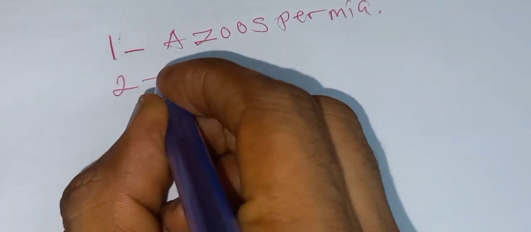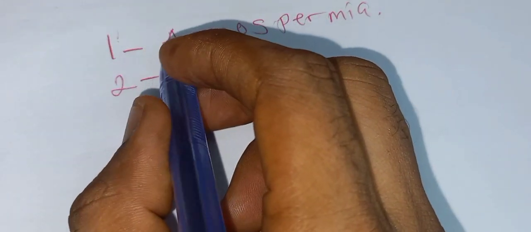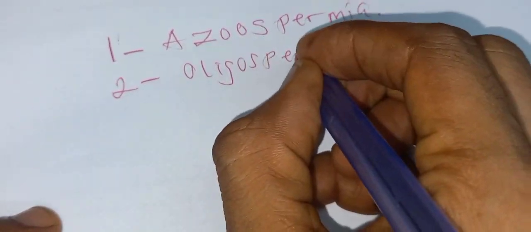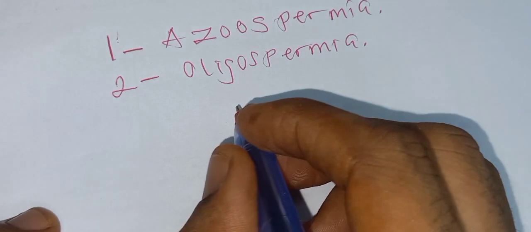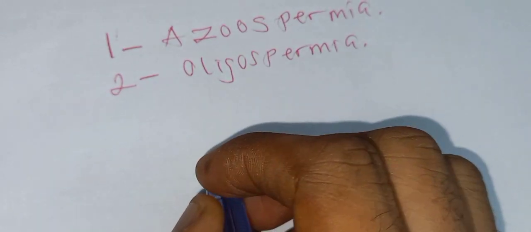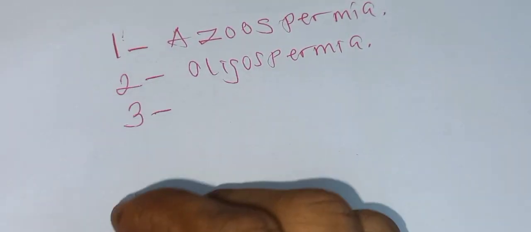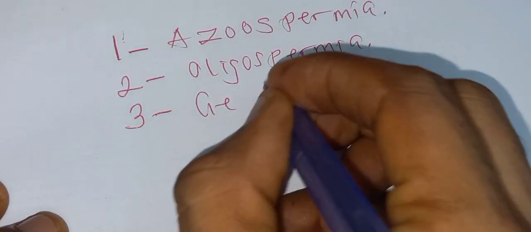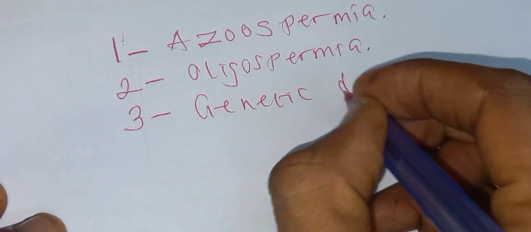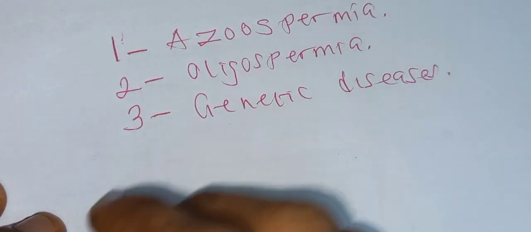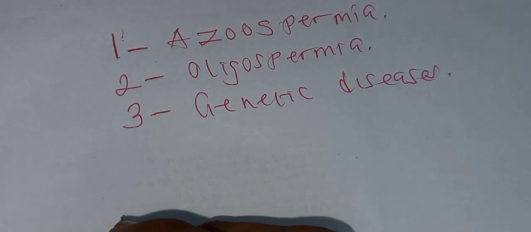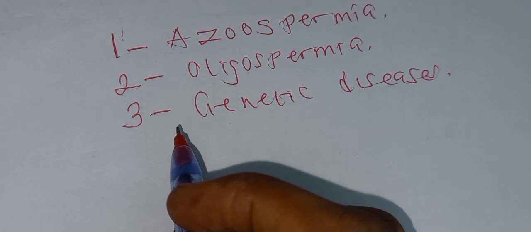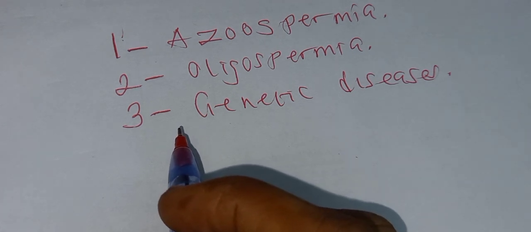Number two, cause of male infertility, is what? Oligospermia. Oligospermia, the production of low or poor quality sperm, can cause male infertility. So genetic diseases can cause male infertility. Can you see it? Genetic diseases can cause it also. So examples include what? Myotonic dystrophy and many more.